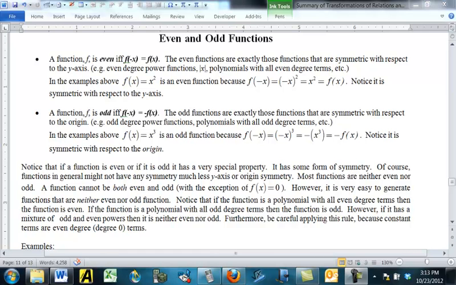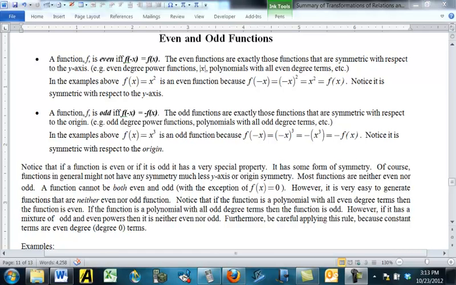So notice what we did to check that it was even. We put in a negative x in place of x, simplified the formula, and if that turns out to be the same as the original, then it is an even function and it has y-axis symmetry. It gets its name because even degree power functions are even functions. It's sort of a generalization of that.